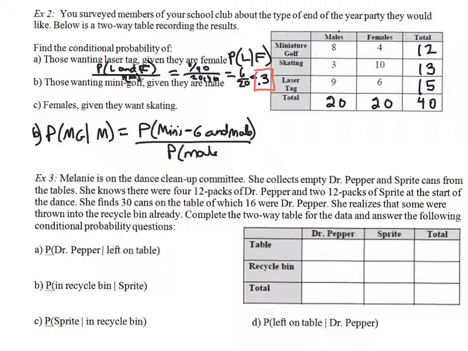So to do this calculation, the probability of mini golf given male, we're looking at mini golf and male. Mini golf and male is this group right here, so 8 out of our 40 students, divided by the probability of being male. Well, there were 20 males surveyed, so half of them are male. That gives me 8 out of 20, and 8 out of 20 as a decimal gives me 0.4. So 0.4 for that calculation.